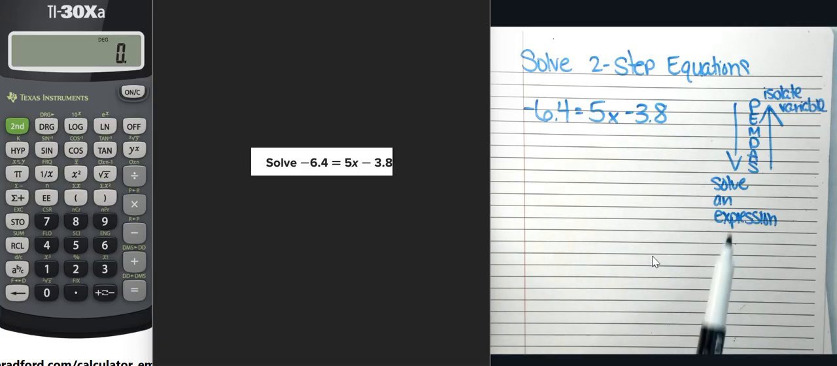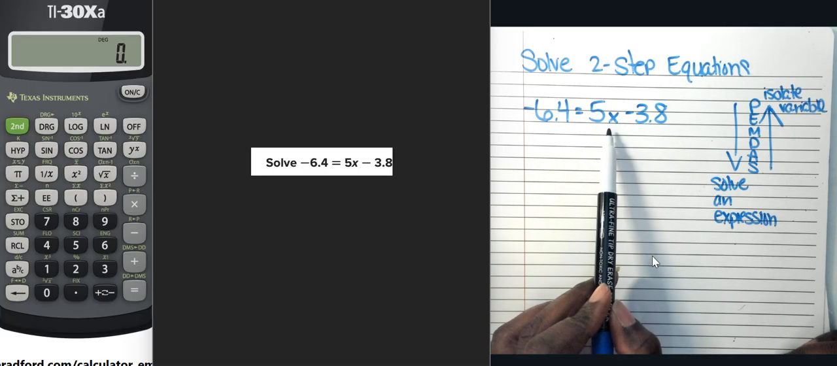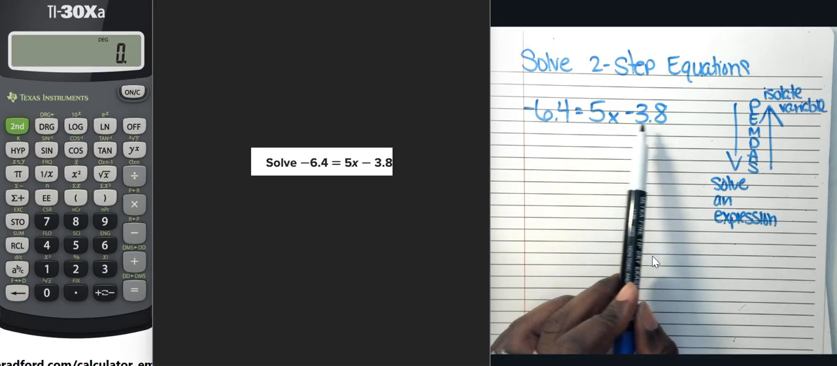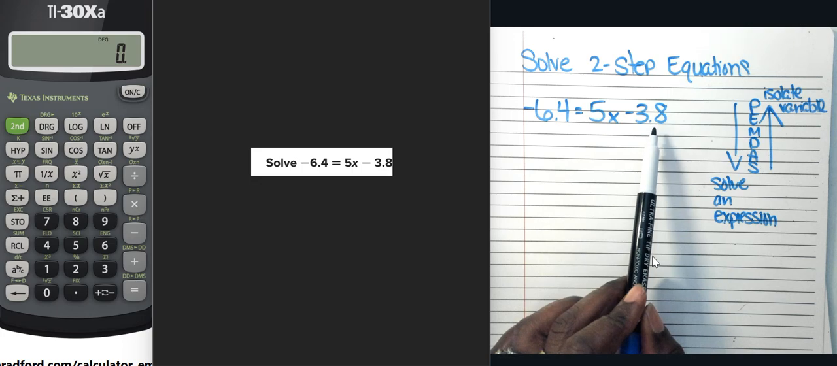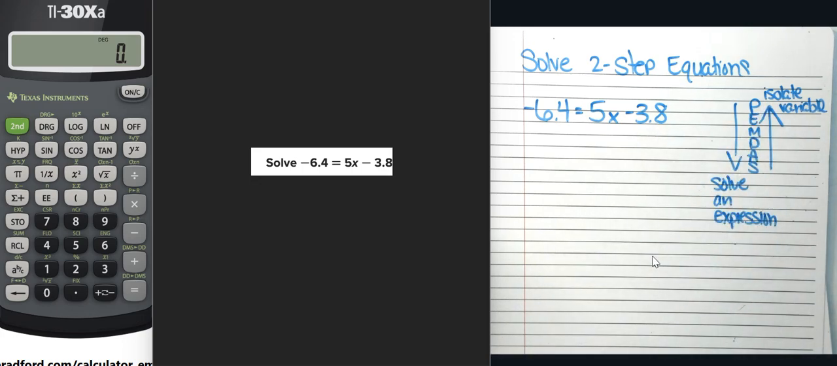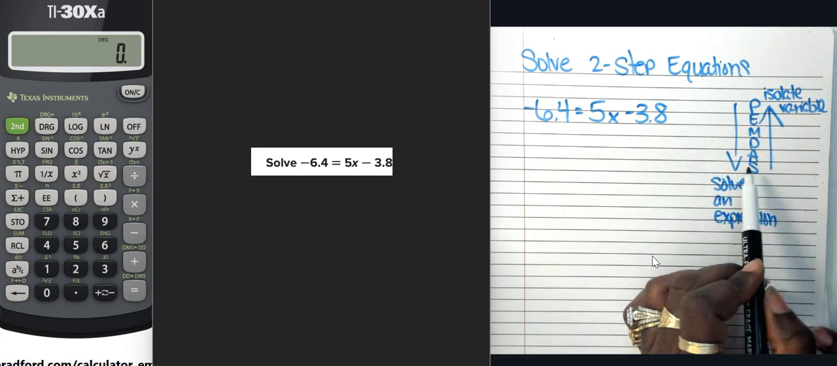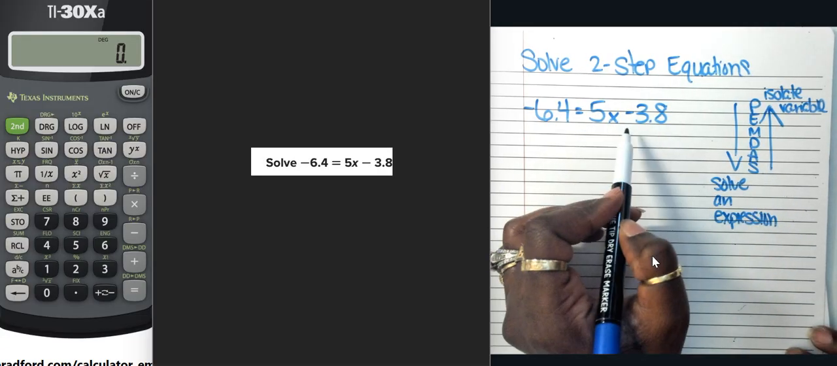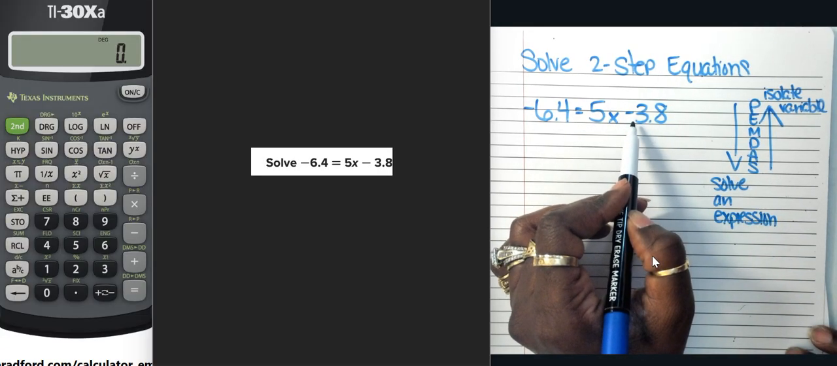3.8. All right, so the first thing we want to ask is, is the variable by itself? We see that it's not. We are multiplying by 5, and then I also see that we're subtracting 3.8. So we're going to use PEMDAS, but remember, we're going to use it in reverse. So we're going to start off with addition or subtraction. In this case, I see that we have negative 3.8.